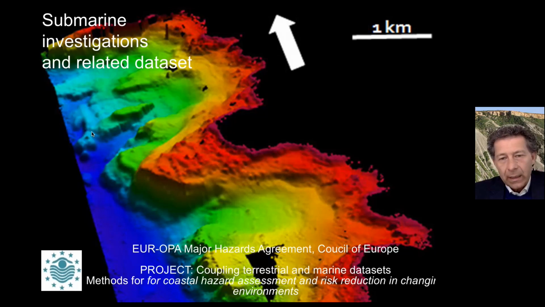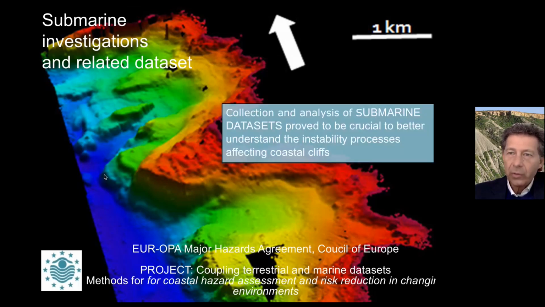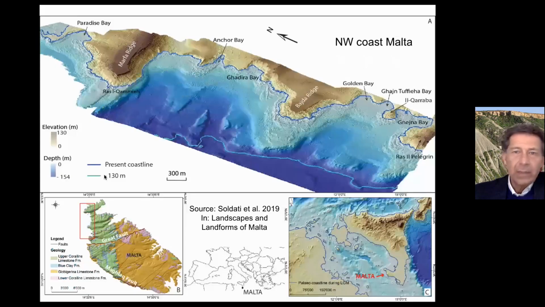So the Council of Europe, through the Europa Major Hazards Agreement, enabled us to make a multi-beam survey through some funding, and we were able to collect a precise map of the seafloor. A precise map which is synthesized in this map that shows the coastline of the LGM, the last glacial maximum, which for these areas is between 24,000 and 19,000 years BP.